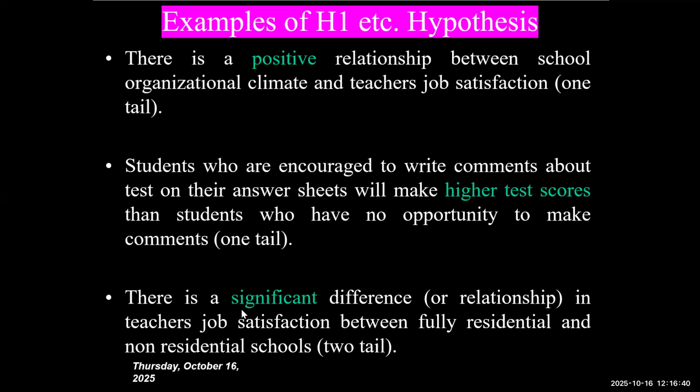The last one says there's a significant difference or relationship in teachers' job satisfaction between fully residential and non-residential schools. And the reason I say forget about the 1T, 2T is here you see that one variable, that is teachers' job satisfaction, is now being tested against fully residential and non-residential schools. And that's why I see that one as two tails. So two variables are involved, but one, teachers' job satisfaction, is being tested against those ones. But usually, these are advanced forms that when we are doing statistics, we talk more about them. So these are examples of how we state hypotheses.